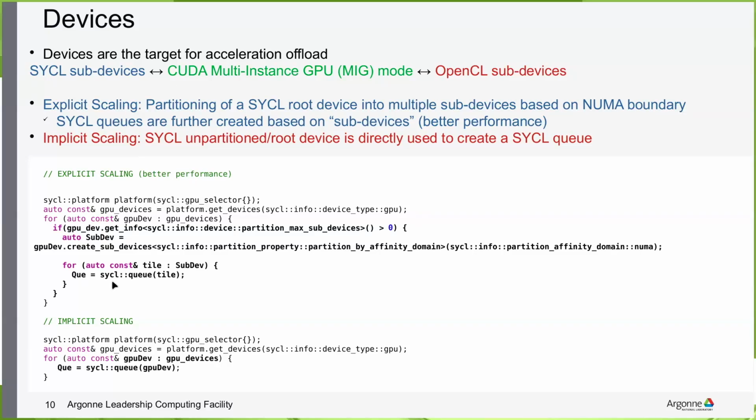This is a quick snippet on how you can partition a device, and explicit scaling is known to have better performance just because you don't cross the NUMA boundaries. Implicit scaling is the traditional old way, and this is how you can query all the GPUs and loop over each GPU and create its own queue.